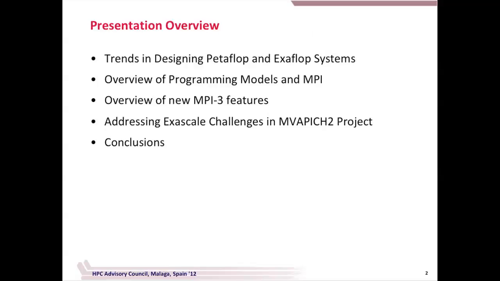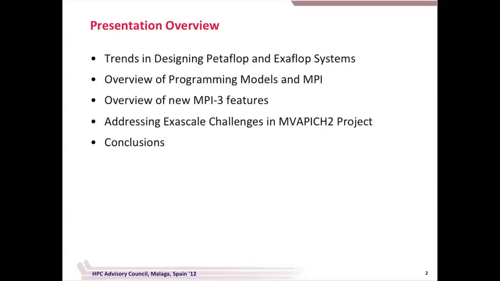First, I'll try to give a broad overview of what is happening on the PetaFlops and how we are moving into the ExaFlop systems, and what kind of challenges remain there. Then I'll give you a brief overview of the programming models being used for these systems, and especially on MPI, what has happened in MPI 1, MPI 2, and then currently we are working on MPI 3. And then I'll go into some of the overview of the MPI 3 features. MPI 3 is the new standard, so I'll be talking a little bit about that.